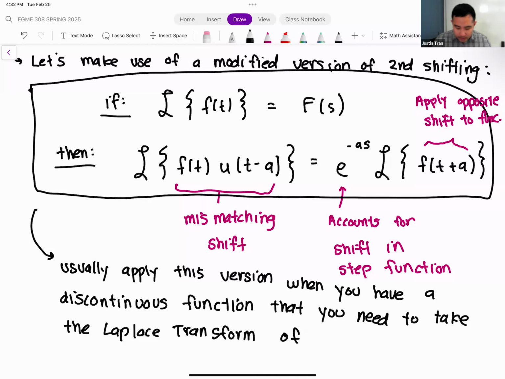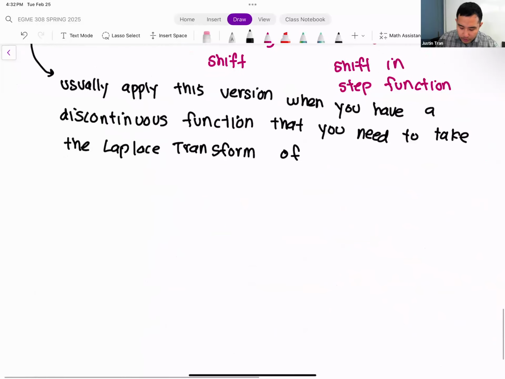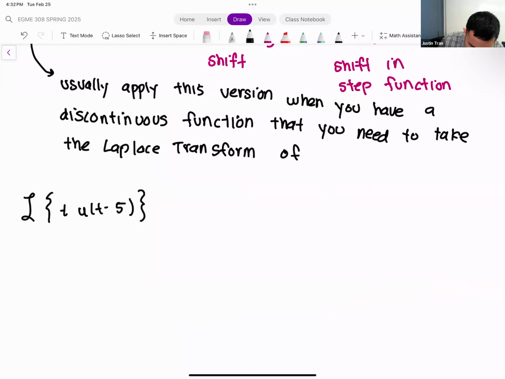If we apply this to this example, let's remind ourselves what this example was. For this example, we're taking the Laplace transform of t times u of t minus 5. This is a perfect chance to apply this modified version of the second shifting theorem. So the shift is 5, and so we're going to multiply by e to the minus 5s out in front. And then let's take the Laplace transform of our function, but we're going to apply the opposite shift.